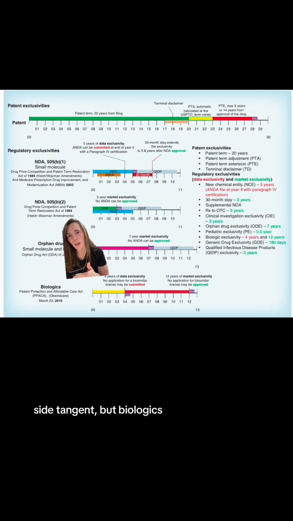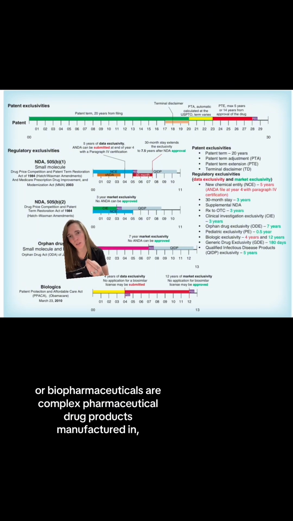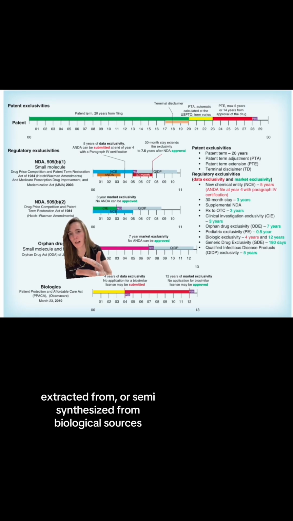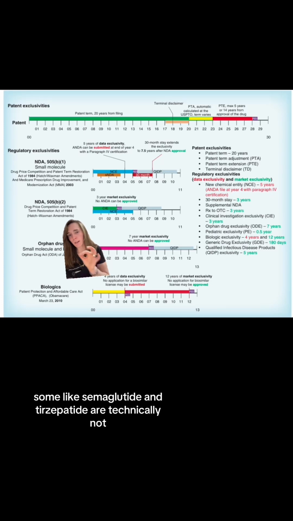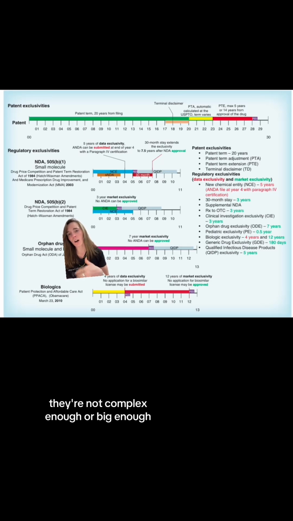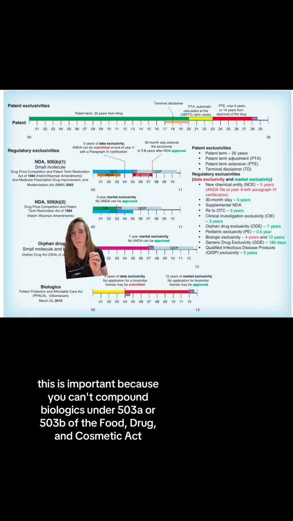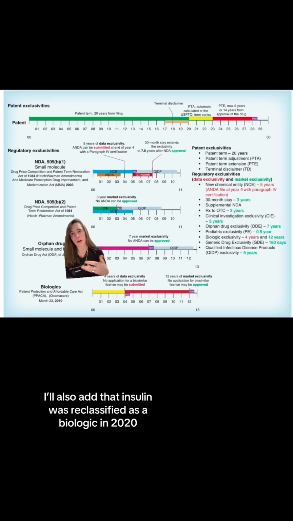Side tangent, but biologics or biopharmaceuticals are complex pharmaceutical drug products manufactured in, extracted from, or semi-synthesized from biological sources. They have a different regulatory approval pathway because of how complex they are. What's interesting is some GLP-1RAs like Trulicity are technically biologics, but some like semaglutide and tirzepatide are technically not. This is because they don't meet the definition. They're not complex enough or big enough. They're small peptides. This is important because you can't compound biologics under 503A or 503B of the Food, Drug, and Cosmetic Act. I'll also add that insulin was reclassified as a biologic in 2020.